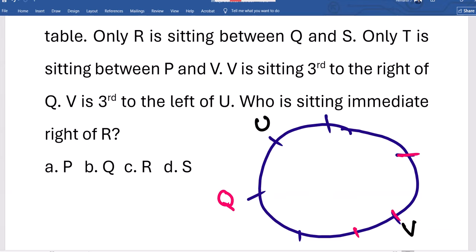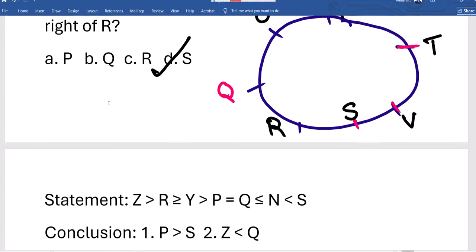Okay. Now no contradiction in the question. Only R is sitting between Q and S. R here, S here. Then only T is between P and V. Agreed. Now the question is who is immediate right of R, nothing but S. Agreed. So that's the entire arrangement. Immediate right of R is nothing but S.